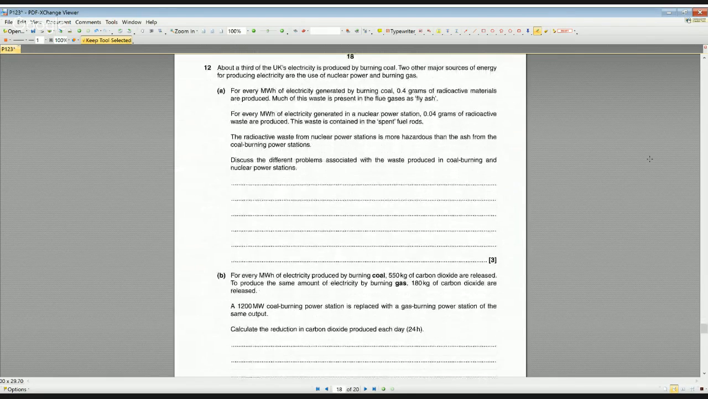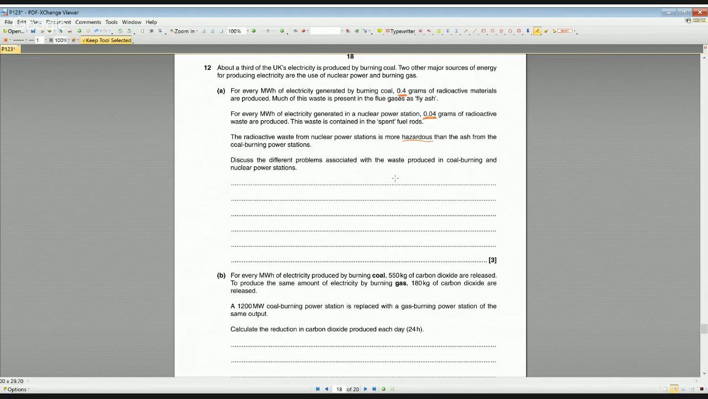Finally, question 12 is about coal and nuclear power stations. It describes the amount of radioactive waste being produced by coal power stations and nuclear power stations. So the coal power stations produce ash that contains a little bit of radioactivity. For the same amount of energy produced by a nuclear power station, actually about 10 times less radioactive material is produced. However, that waste is mostly in rods as opposed to in the ash that's in the atmosphere. So maybe that's a good thing, maybe that's a bad thing. We'll discuss that in a second. However, it does say that it's more hazardous when it comes from a nuclear power station.